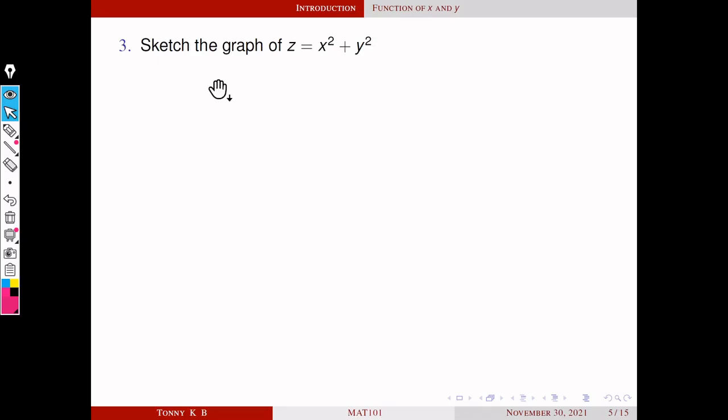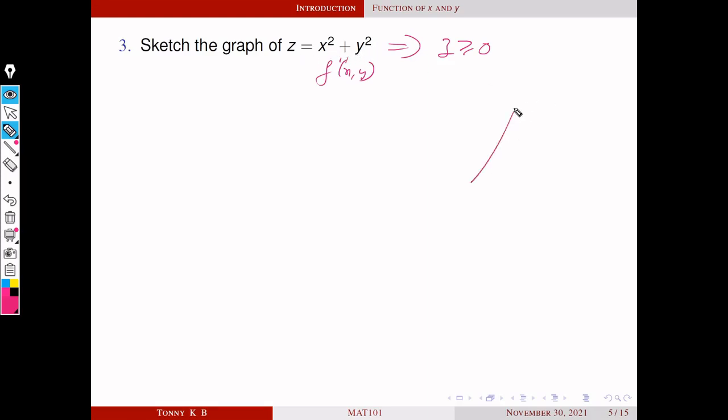Next problem, sketch the graph z is equal to x square plus y square. Okay, here our f(x,y) is x square plus y square. Clear? So how to plot this function? And this also gives one important thing, that z is non-negative because z is equal to x square plus y square. So whatever be the value of x and y, z is always positive.